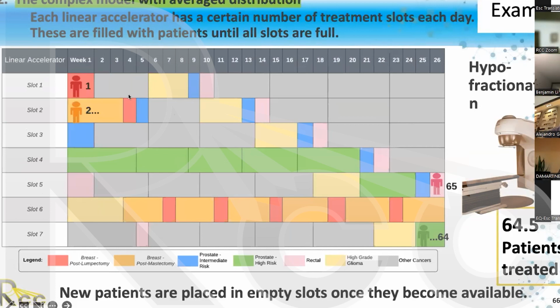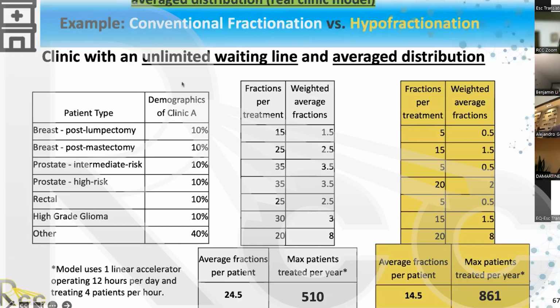If I do the same thing with hypofractionation, this is how we do it in real life. We have 64 patients at the end, 37 versus 64. And an important assumption in this model is that the clinic has a waiting list that is limitless, and that's also the average distribution.